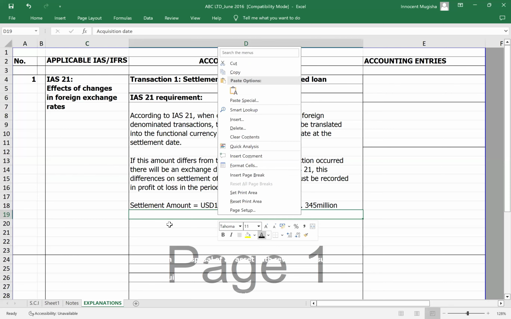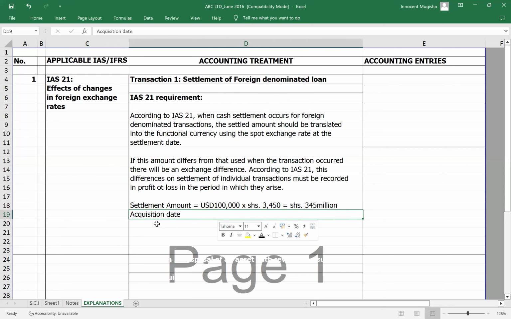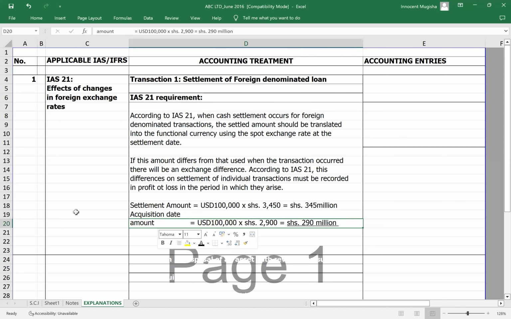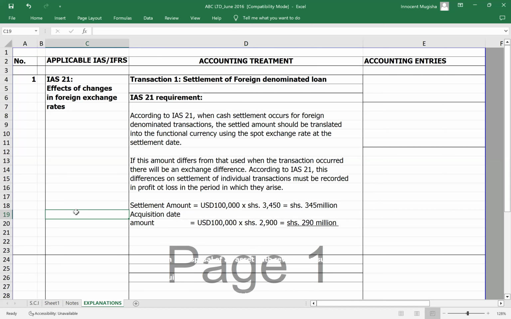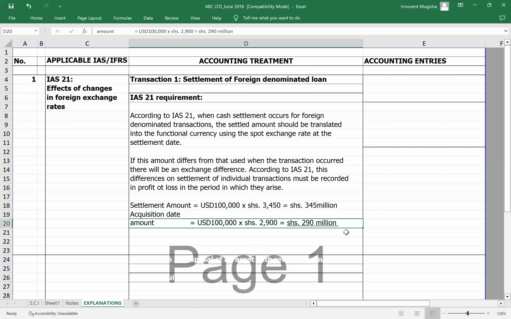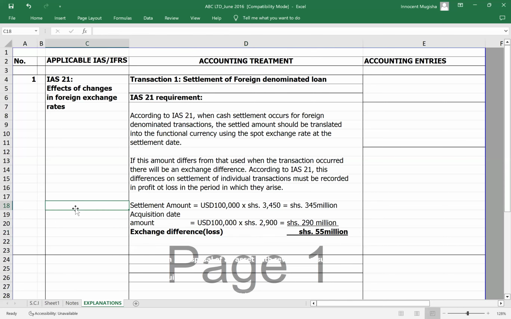The acquisition date amount, on the other hand, is the same amount, the USD 100,000 times 2,900. So you see that by the time we are settling the loan, the amount is 345 million, yet at the date when we got the loan, the amount was 290. That leads us into an exchange difference, which is a loss of 55 million.